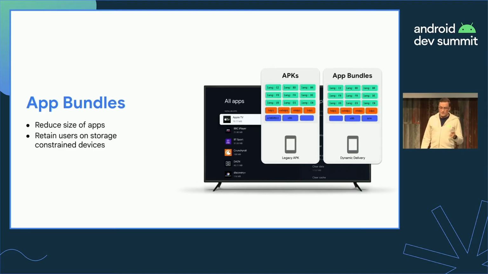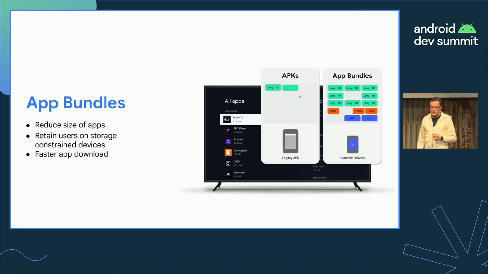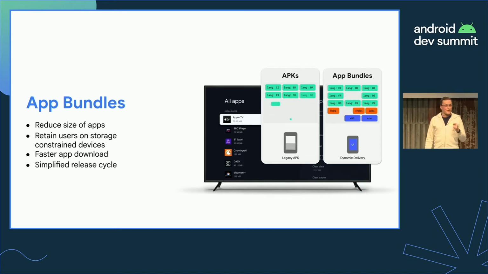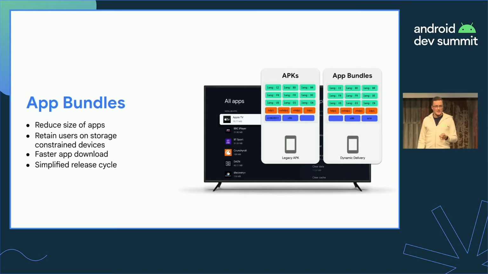And for developers like you, this also reduces, of course, the risk of being uninstalled. And of course, downloads are faster as well, right? We've seen an 11% uplift in installs from size savings alone. App bundles also simplify your release cycle because there's no need for doing multi-APK store listings with challenges like version numbering.